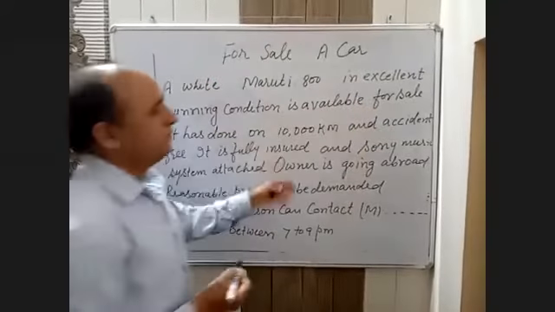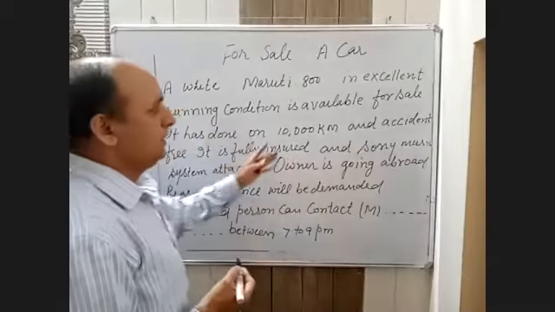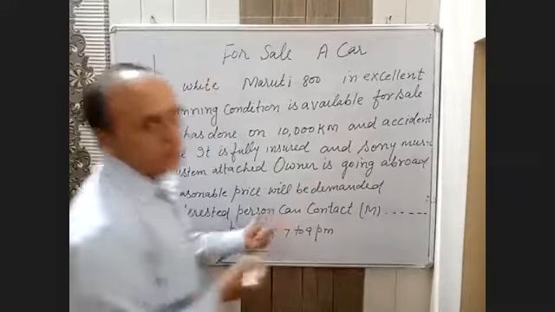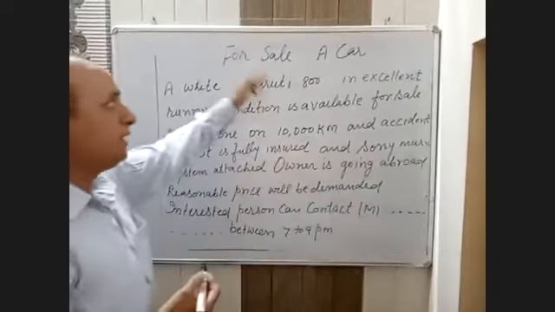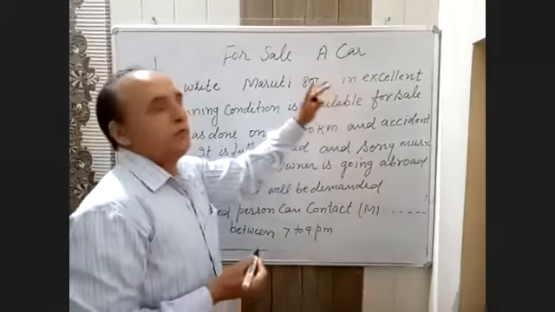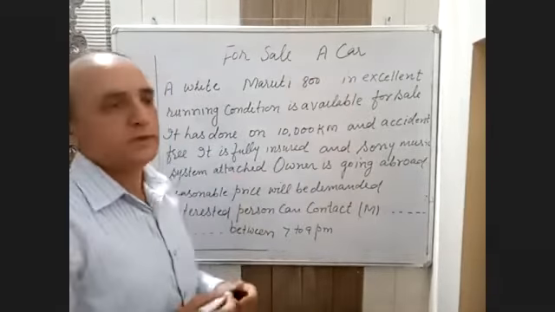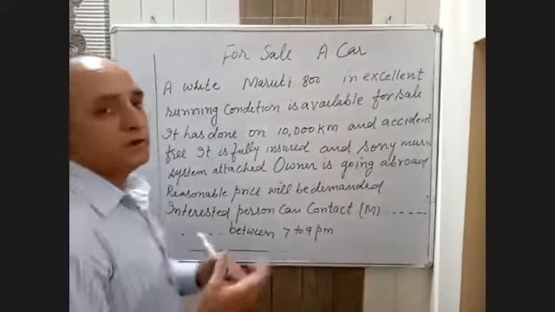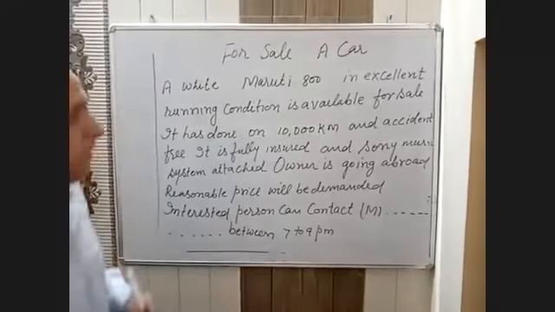Whatever maximum detail you can give about it, you can write, and at the end you have to write the contact number and timing also. That is for sale. In the same way it can be for sale of a house. In the previous advertisement we saw 2 lakh. You try to explain what facilities are available in the house. Instead of writing rent expected, you can write at a reasonable price. This is an advertisement.